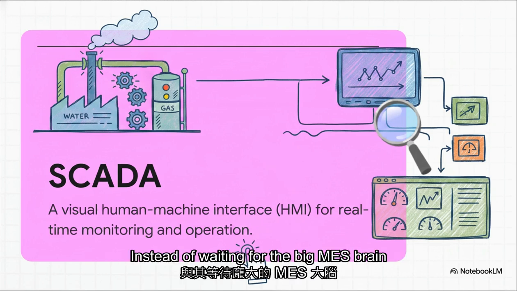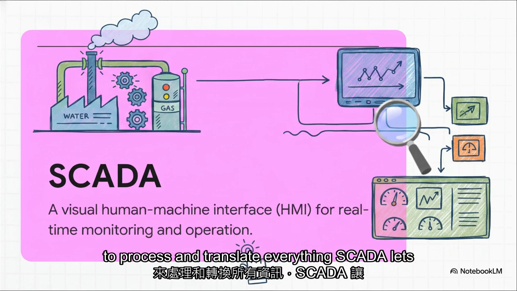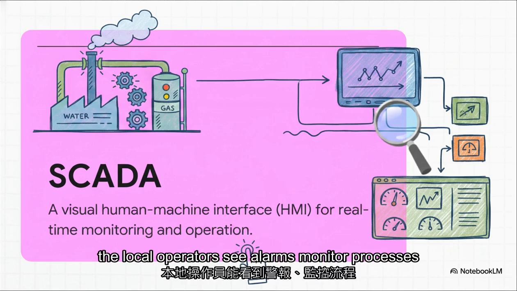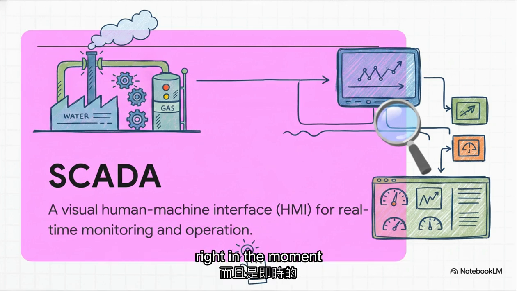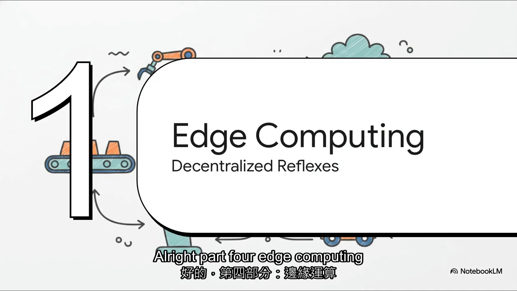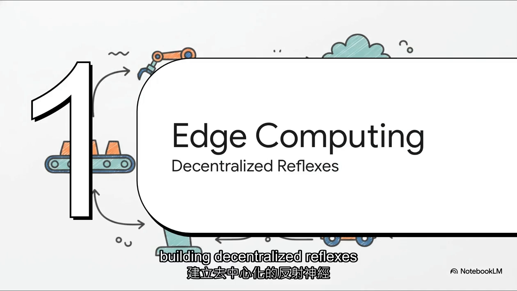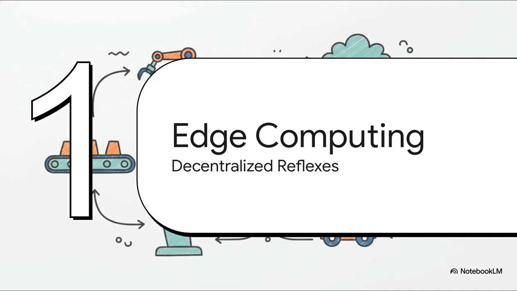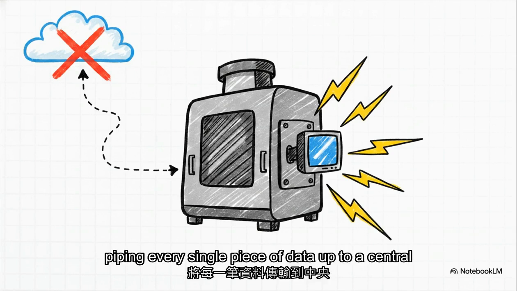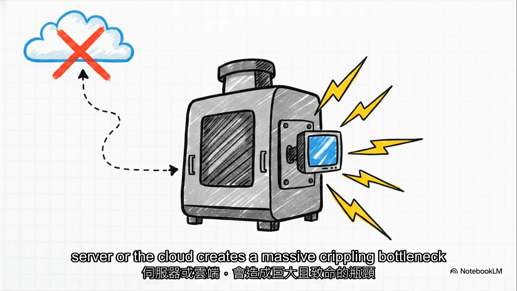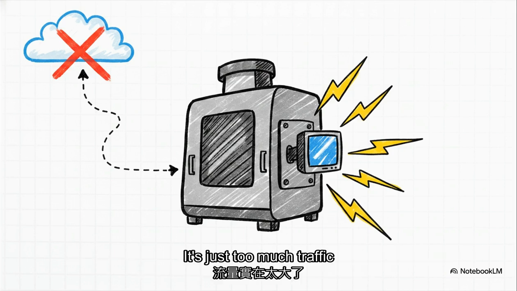Instead of waiting for the big MES brain to process and translate everything, SCADA lets the local operator see alarms, monitor processes, and even run equipment directly from their screens, right in the moment. All right, part 4, edge computing. Building decentralized reflexes. Here's the thing. As your factory scales up from a few dozen machines to maybe hundreds or thousands, piping every single piece of data up to a central server or the cloud creates a massive, crippling bottleneck. It's just too much traffic.